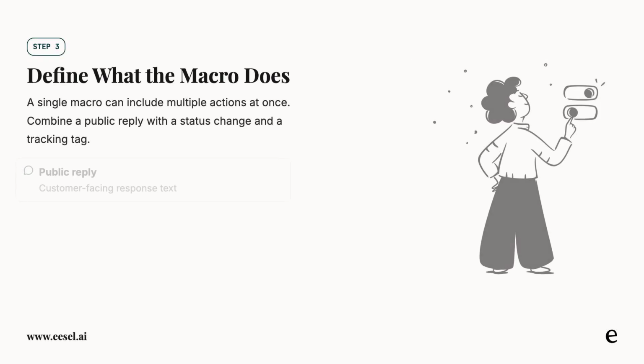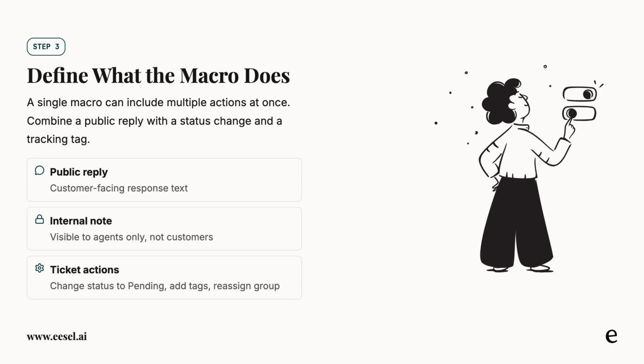A single macro can combine multiple actions at once. Add a public reply for the customer, an internal note for your team, and a ticket action like changing status to pending, all triggered with one click from the ticket interface.